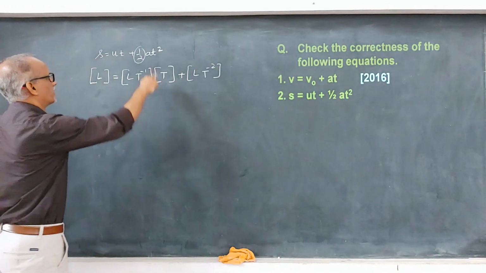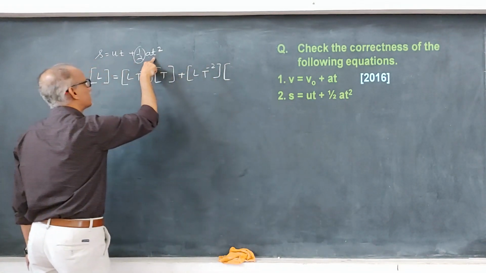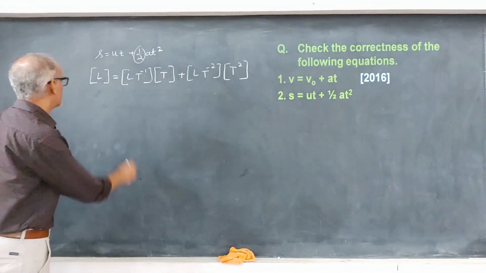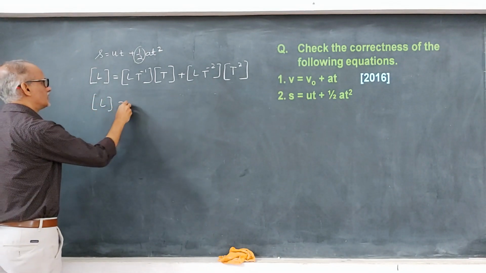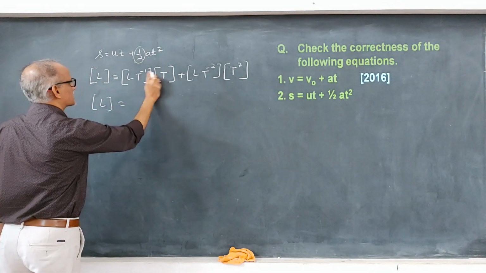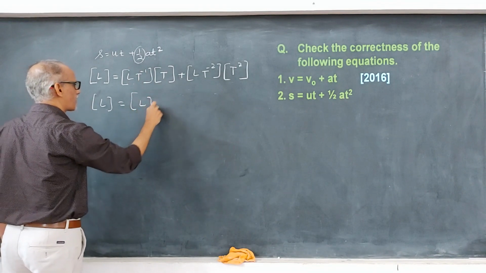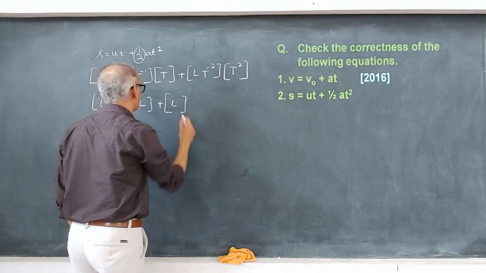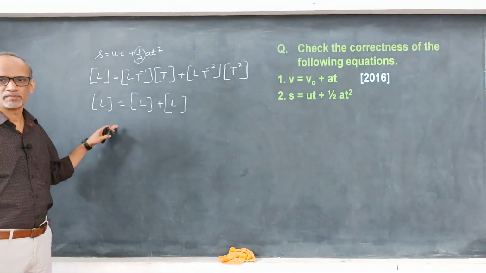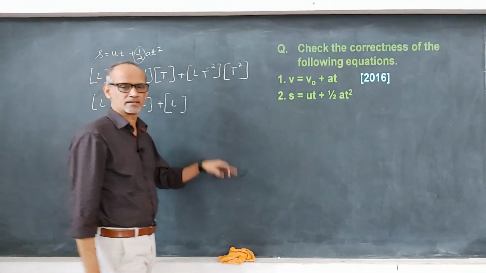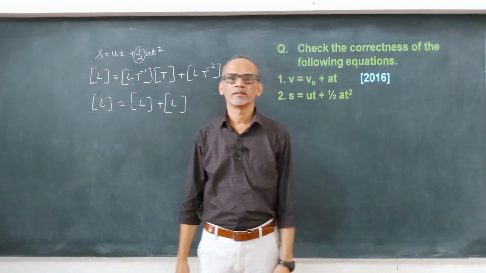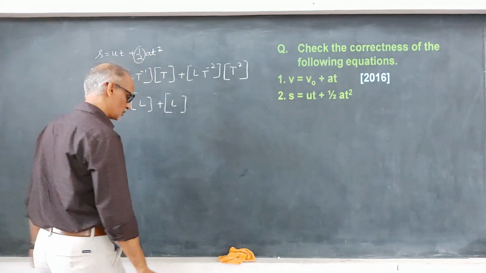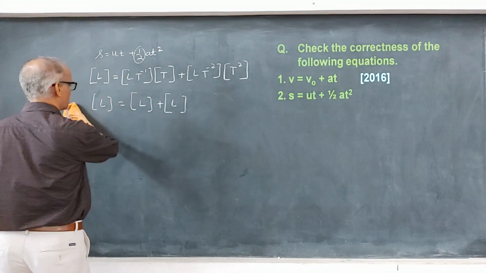So that's important. Then t square, time square, so t square. Simplification is important. So write L. Minus 1 plus 1 will get cancelled, right? So what we get is only L. Here also minus 2 plus 2 will get cancelled, right? What do we get? Only L. So what do we get to see? The dimensional formula of all the terms in the given equation is same. Therefore, the given equation is dimensionally correct. So hope you understood how to check the correctness of the given equation.